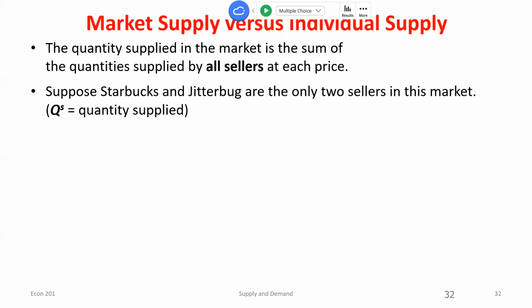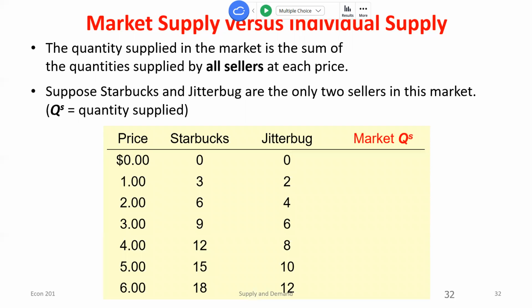Now we think about moving, just like we do from individual demand to market demand, from the individual supply curve to the market supply. We might have several companies or several people selling a good, but we want to know what the overall supply in the market is. So all we're going to do, just like we did at Starbucks, when we had Jitterbug or some other coffee place, is go through, and at every price, add up the amount supplied from every single company. Here I've got 2 companies, so it's pretty easy, right?